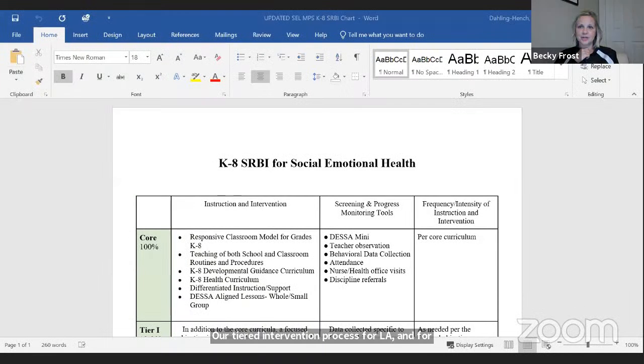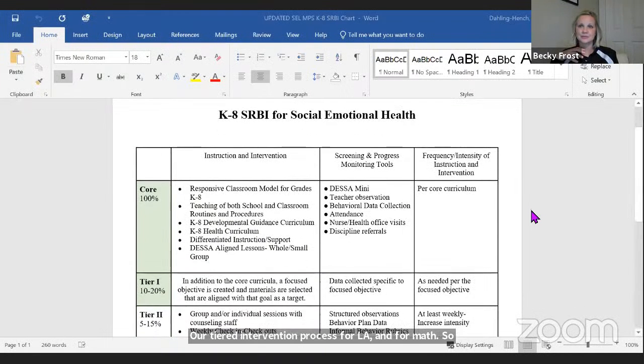So we have a manual for all teachers that really walks them through our SRBI process, our tiered intervention process for ELA and for math. So really what our committee tried to do is now say, well, if I have concerns about reading and math, I kind of know what to do. I know what the tiers are.